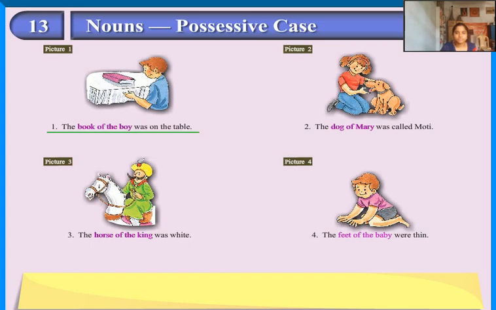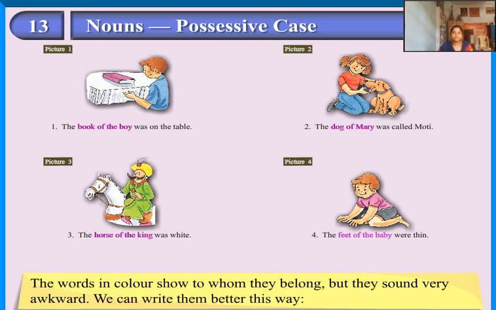The book of the boy was on the table. The dog of Mary was called Moti. The horse of the king was white. The feet of the baby were thin. The words in color show to whom they belong, but they sound very awkward. We can write them better this way.